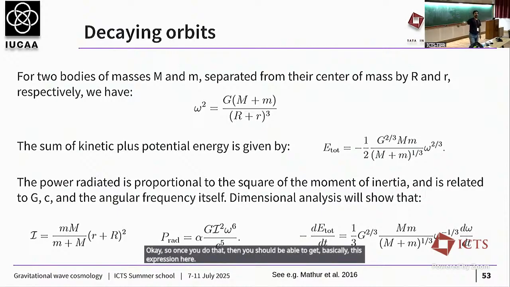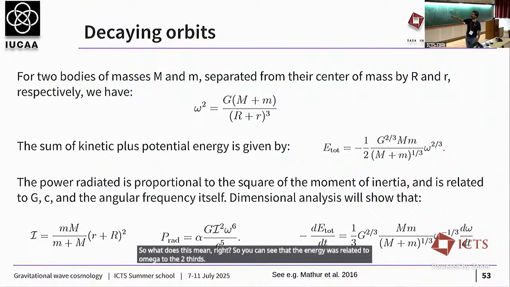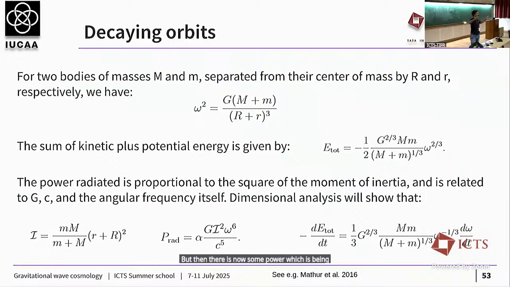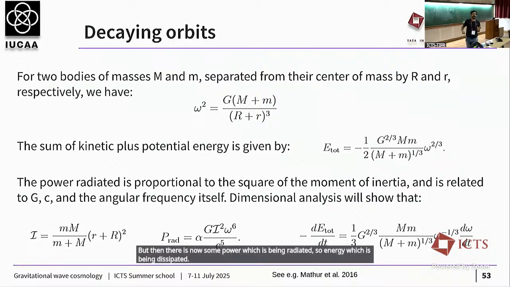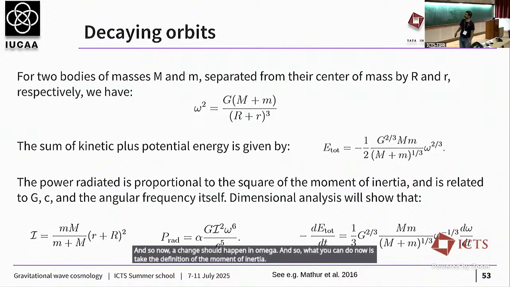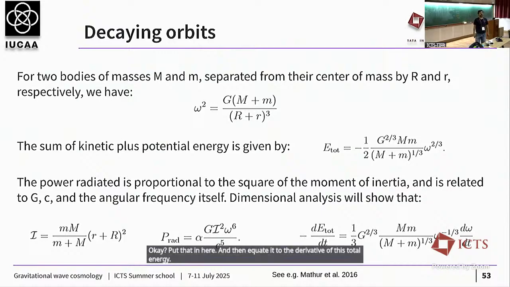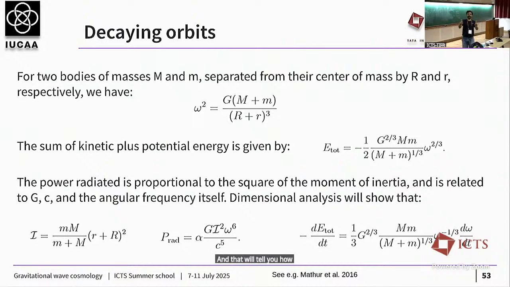Okay. So what does this mean, right? So you can see that the energy was related to omega to the 2/3, but then there is now some power which is being radiated, so energy which is being dissipated. And so now a change should happen in omega. And so what you can do now is take the definition of the moment of inertia, put that in here, and then equate it to the derivative of this total energy. Okay, and that will tell you how the orbit of these two black holes is going to shrink as time goes on.